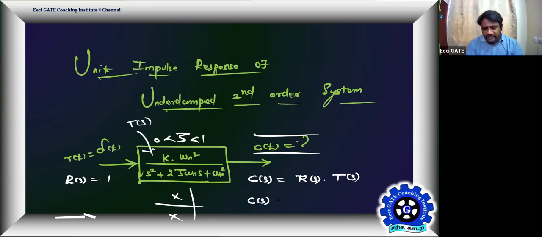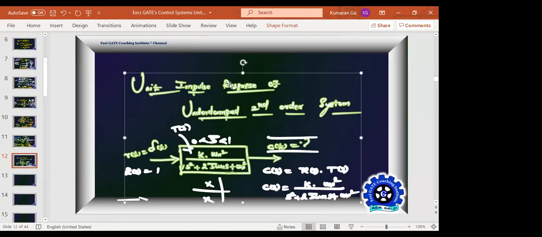Therefore, C of S is the same as your transfer function: K into omega n squared by s squared plus 2 zeta omega n s plus omega n squared. That's your C of S. The goal is to get C of t. Easy? Following right?